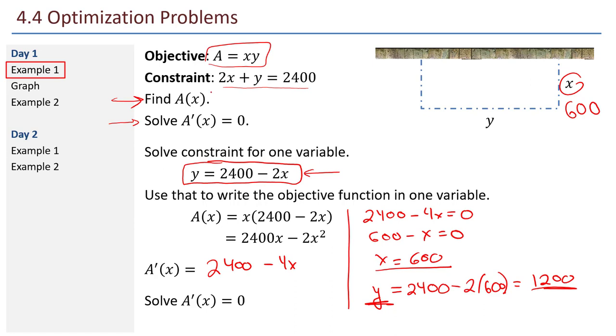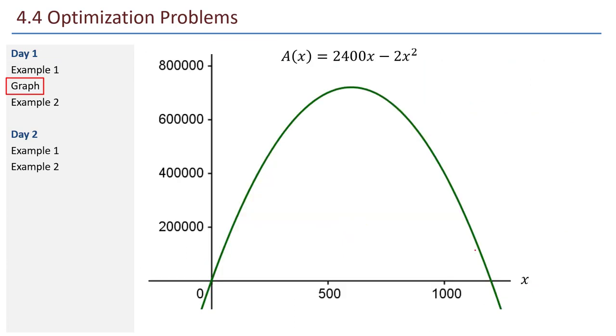Let's take a closer look at the function A of x. Our function A of x was 2,400x minus 2x squared. When I actually graph that out, it's a parabola that opens downward, and it has a maximum point there. Where is that max? That's exactly at the 600 that we found in the problem. And we found that by finding the derivative of A and setting that equal to 0. So that's a powerful technique.